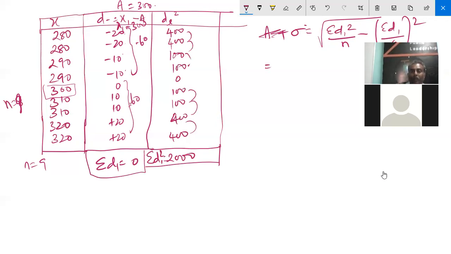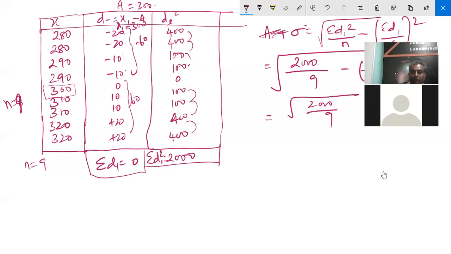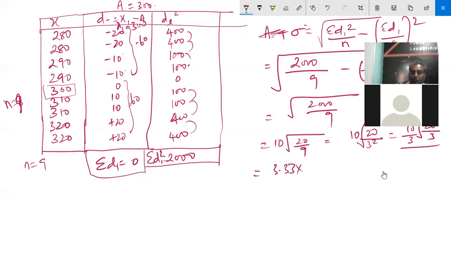So substitute in this formula. Sigma d of i squared is 2000, n is equal to 9, whole root of minus sigma d of i by n the whole square. 0 by 9 is 0, so forget it. So the answer is root of 2000 divided by 9. Now use your calculator, or you can take the 10 out and say 20 by 9. Or you can take the 20 further and put 3 square, in which case 10 by 3 into root of 20 by 3. You can put like that. 3.33 into root of 20 by 3.